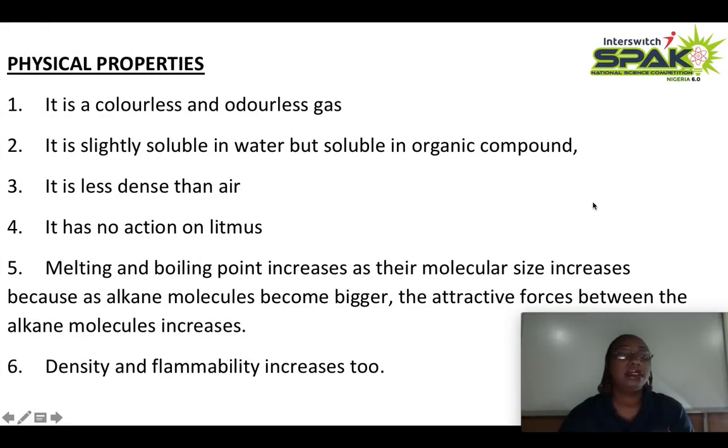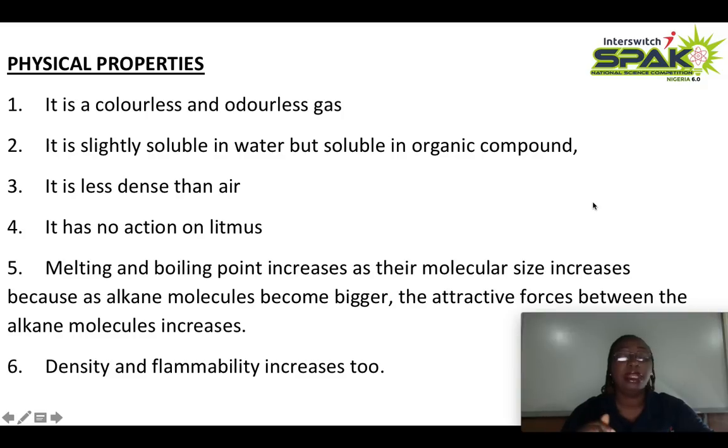Physical properties of methane. It's colorless, odorless, slightly soluble in water, but soluble in organic compounds. It's less dense than air. No action on litmus. That means it doesn't change blue litmus paper red or red litmus paper blue. The melting point increases as the molecular size increases. You need to note this.